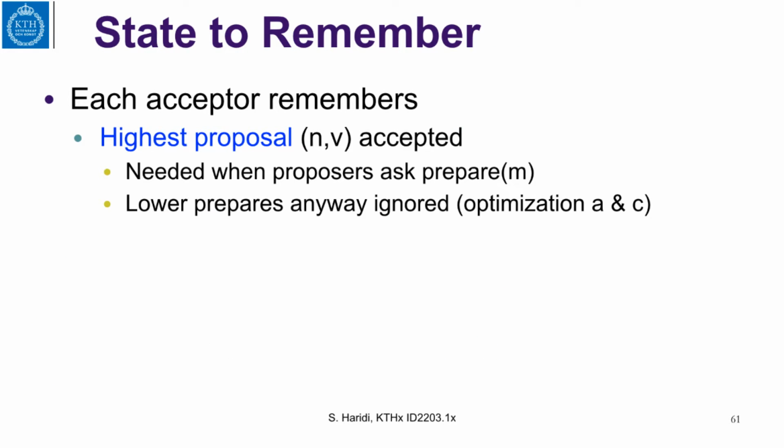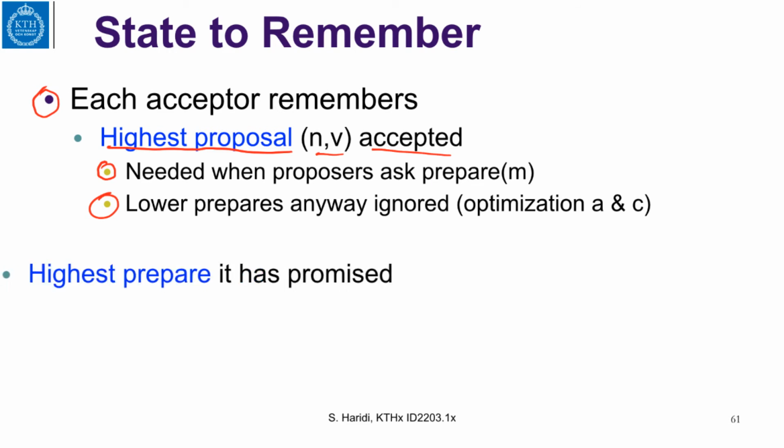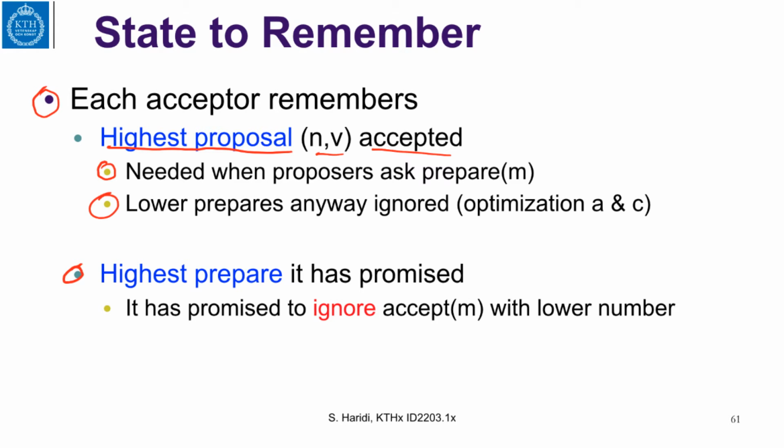Now finally, if we want to use the algorithm in the fail-recovery model, some part of the state of the acceptors has to be stored in a persistent store, so that when the acceptor comes back, he remembers what his promises were. So each acceptor has to remember the highest proposal accepted, and it is needed when a proposer asks prepare, and lower prepares will anyway be ignored. Second, he has to remember his last promise, so the highest prepare it has promised. It has promised to ignore accepts with a lower number. These can be saved in a persistent store, and once the acceptor recovers, he uses this information to continue his algorithm.